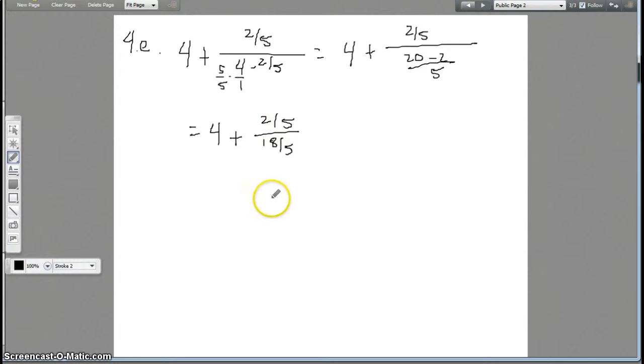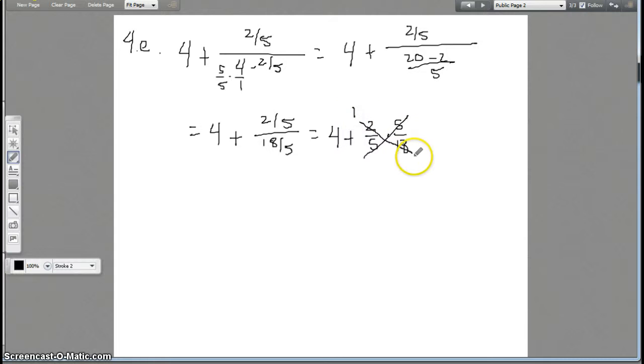So remember, dividing by a fraction is the same thing as multiplying by its reciprocal. So I can write this as 4 plus 2/5 times 5/18. We can see our 5's will cancel each other. The 2 and the 18 have a common factor of 2.